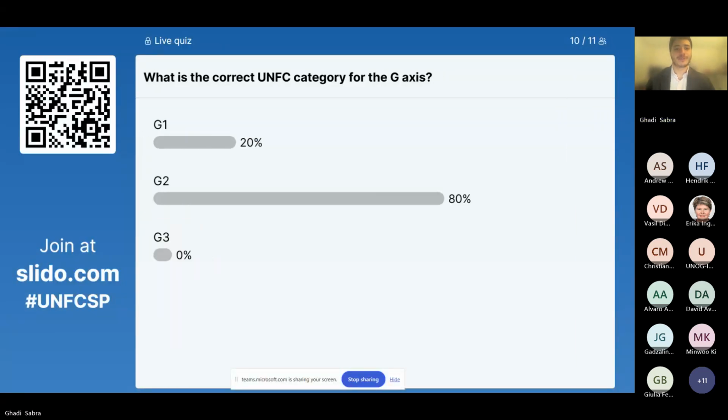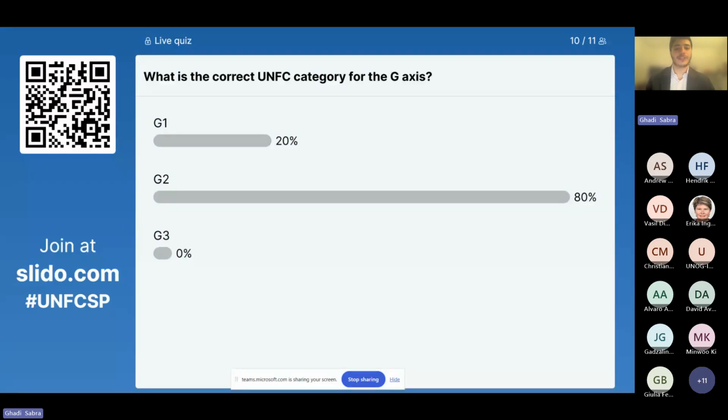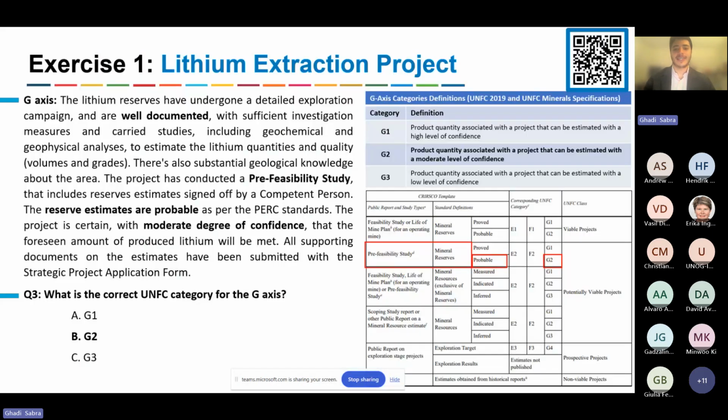Time is up. So the majority has answered G2, which is the right answer in that case. Again, pre-feasibility study, you can see on the table itself, we're talking about mineral reserves, that they're probable. So G2 is the right answer. A simple translation mechanism using the table of the bridging document here.